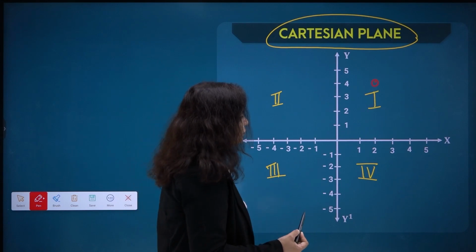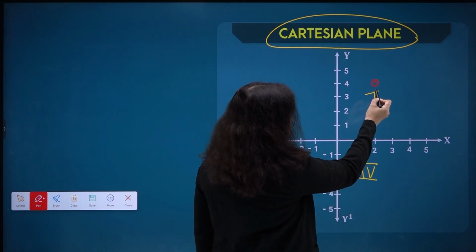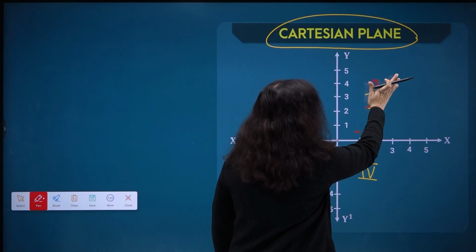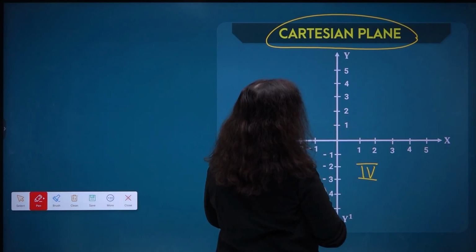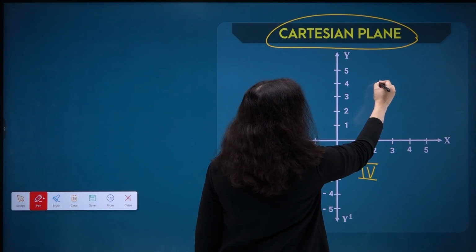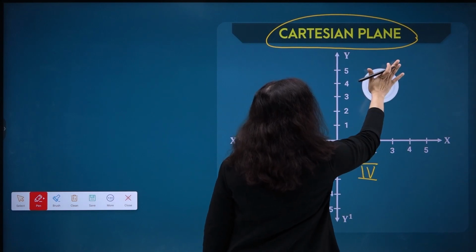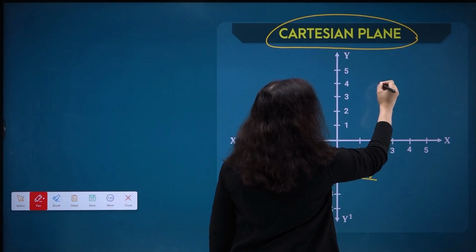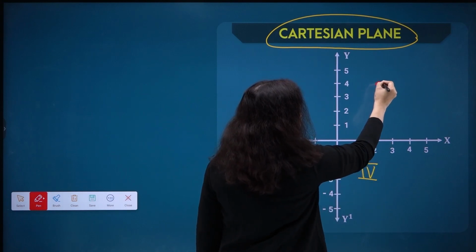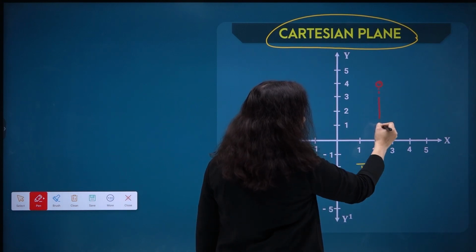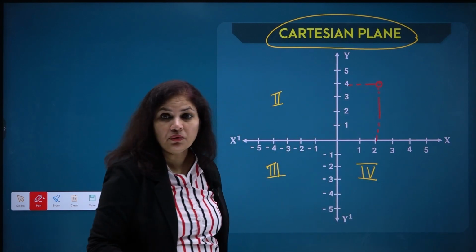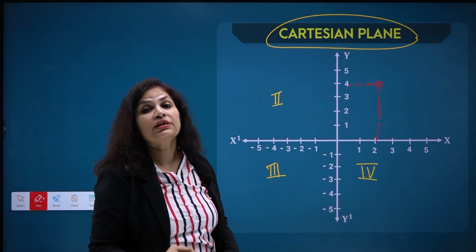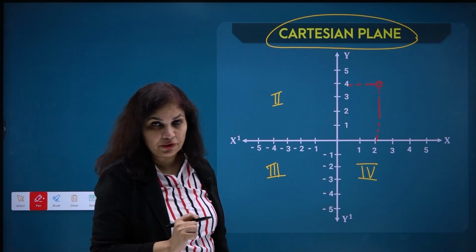So if I look at this point carefully, in the first quadrant, if I look at this point carefully, this particular point, how far it is from the x-axis and how far it is from the y-axis, this will give you the position of the point.